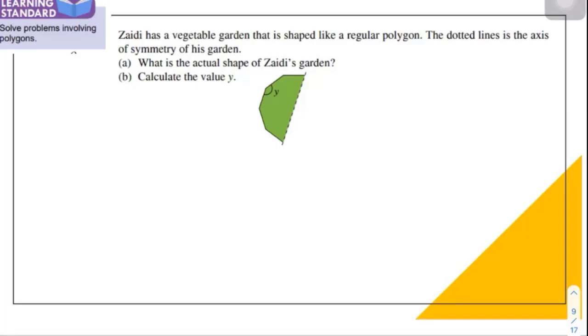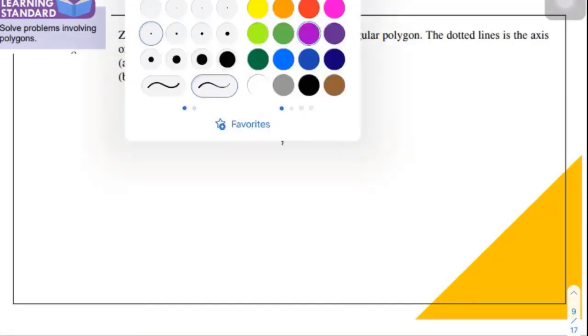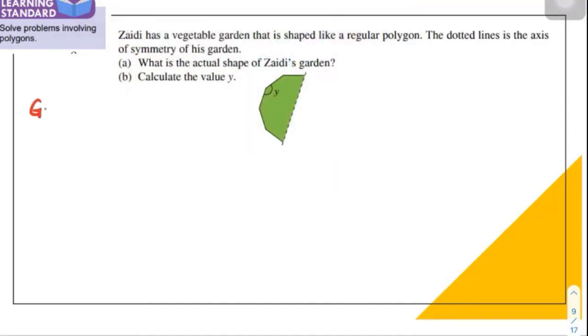So for this question, anybody want to try? I give you all 5 minutes to think how to solve this question. What information is given in the question? Then what answer does the question ask for? Then only you count.